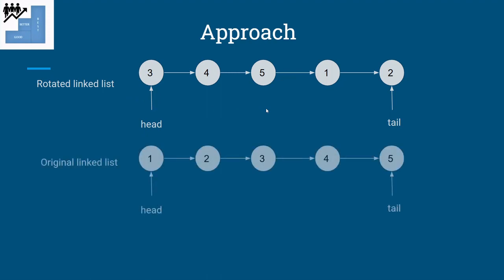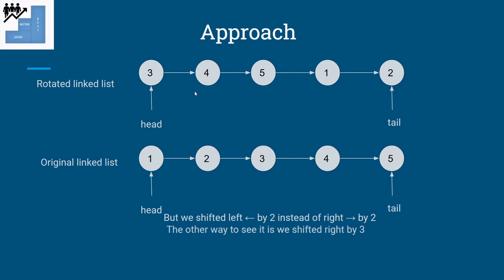But wait, the original linked list was this. We rotated by 2 times and it became like this, right? This is left rotation. This is not right rotation, correct? Because we can only move head and tail towards right, which means that the linked list actually gets shifted to left, right? Like if 3, 4, 5 were here previously and they have come over here, it looks like it has shifted left.